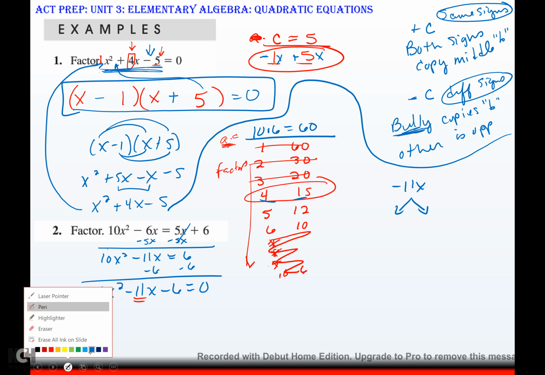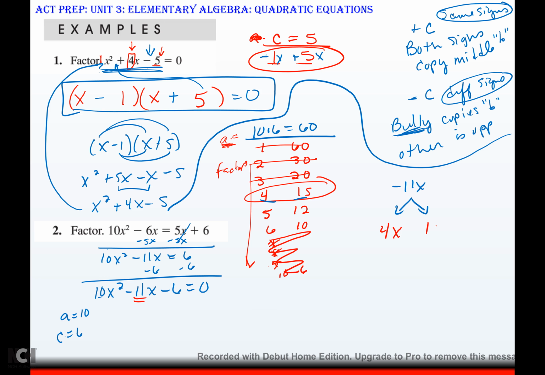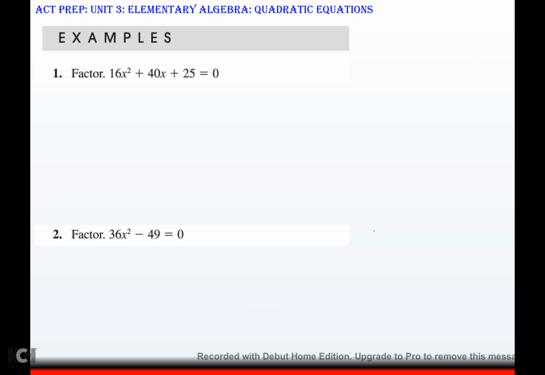Okay, so I'm going to call it 4x and 15x. I just have to figure out the signs. Well, again, C will tell me. Since C is negative, they have to have opposite signs. So one has to be positive, one has to be negative. The bully always picks his sign first, and he always picks the middle sign. So if 15 wants to be negative, that means 4x has to be positive.